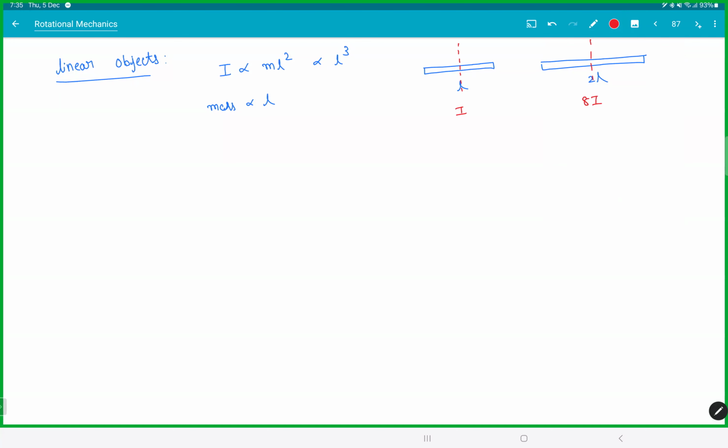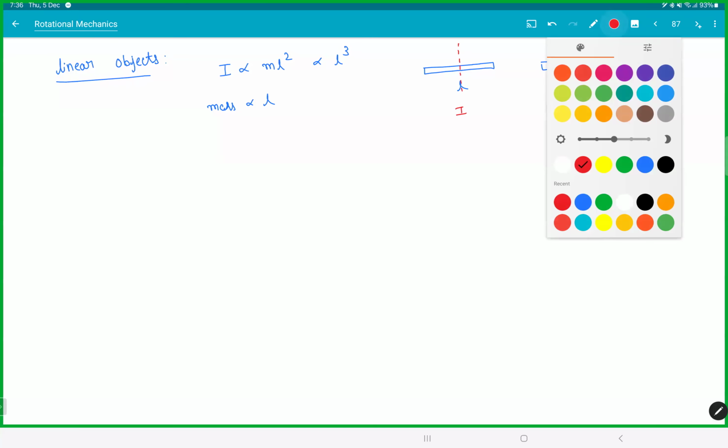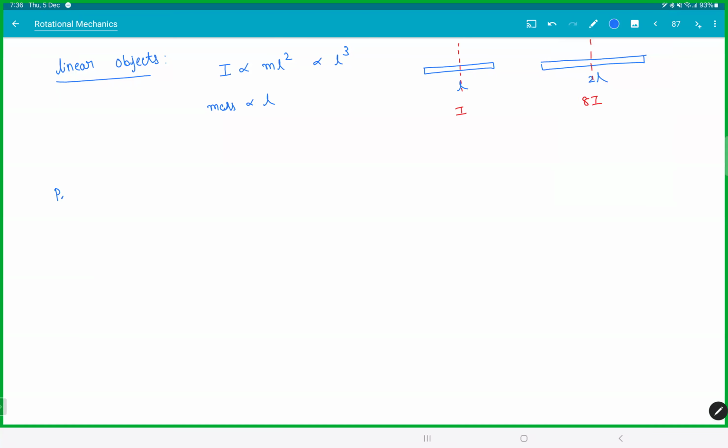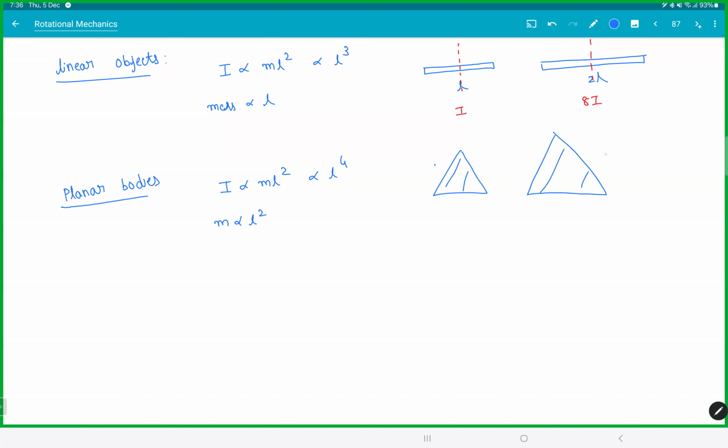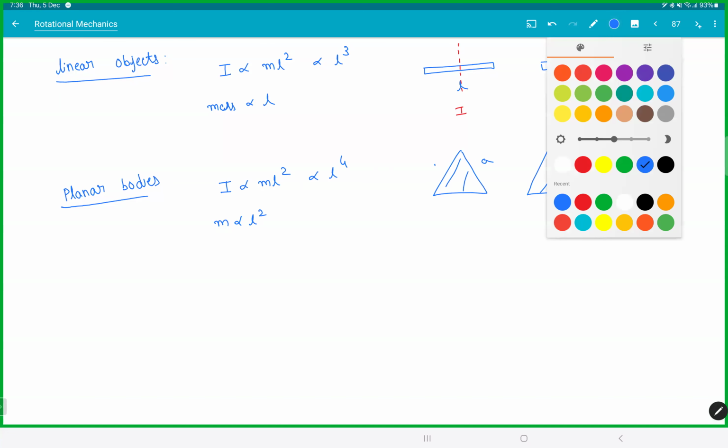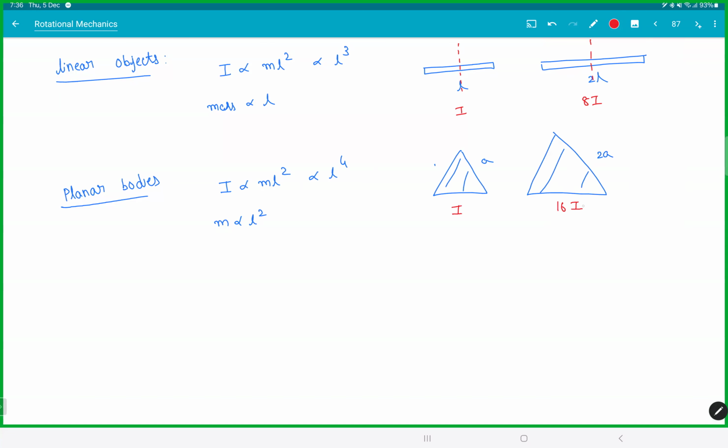You're getting it? So the moment of inertia is proportional to L cube for rods. Now, for planar objects or sheets, like triangles or a square plate, again I is proportional to m into L square, but the mass of the sheet is proportional to the side square. So this is L power 4. That means if you take a triangle, and a bigger triangle whose side is 2a while this side is a, if this is I, the bigger one will be 16I about the same axis.